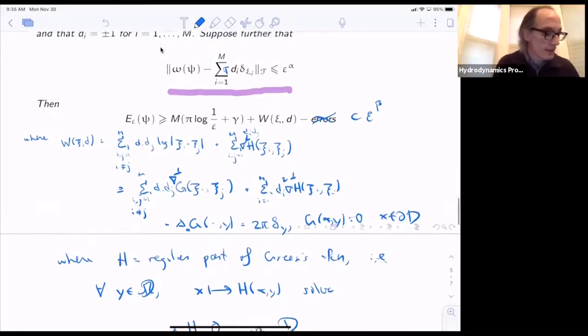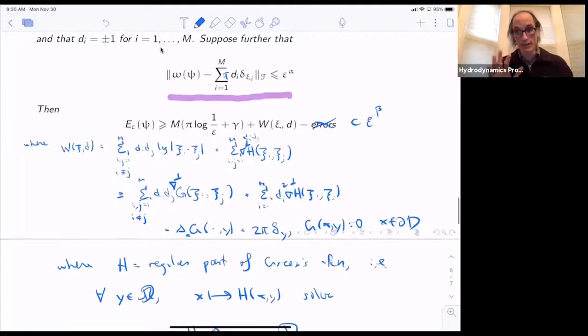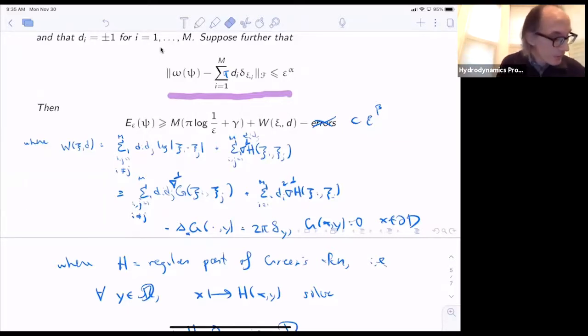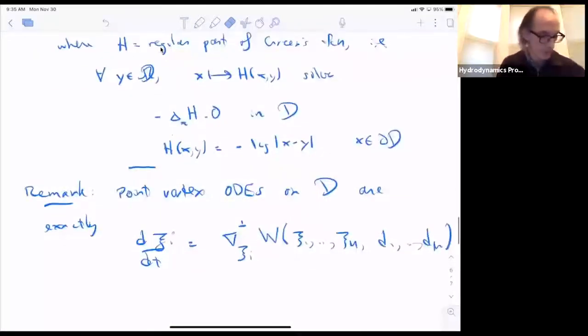Okay. Anyway, the point is that the thing appearing in this asymptotic expansion for the energy is exactly, if you like, the Hamiltonian which generates the velocity field for the point vortex ODEs. Okay, and so, no, I'm sorry. This wasn't supposed to be here. So here's where the orthogonal gradient appears. I had it right the first time.